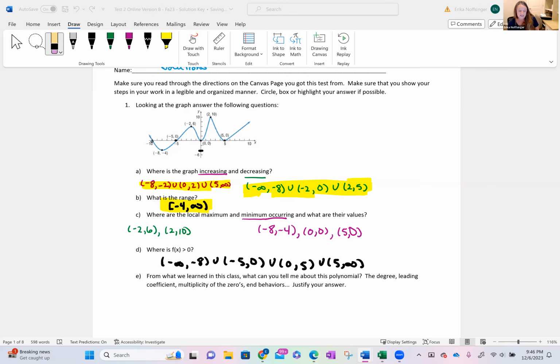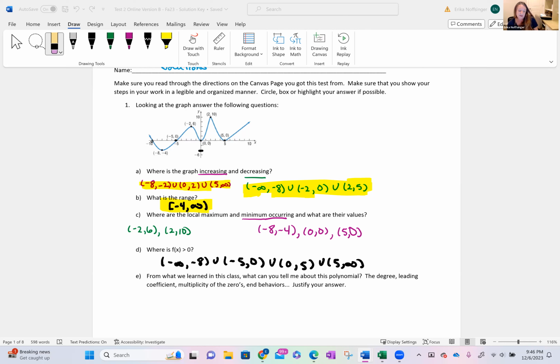The next question on this exam said, from what we learned in this class, what can you tell me about the polynomial? The degree, the leading coefficient, multiplicity of the zeros, and behaviors. Justify your answer. So I'm not going to write these things down, but I'll explain them. So what do I know about the degree?